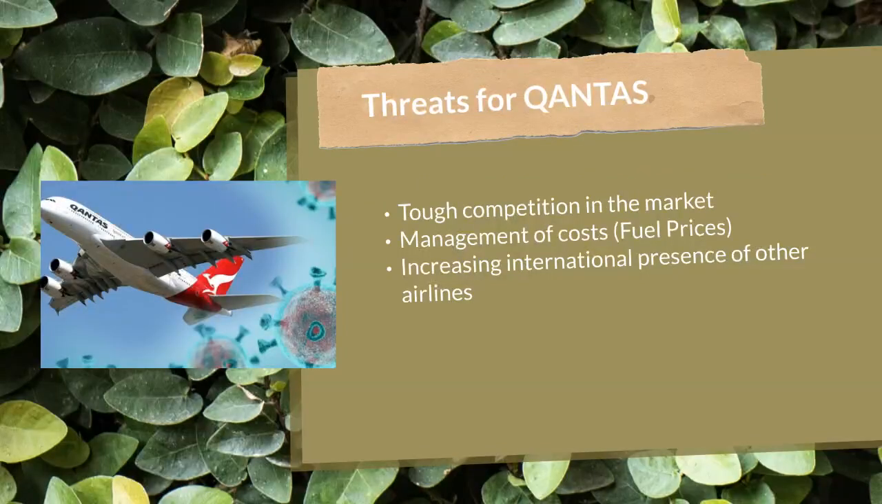The fourth and the last part of the SWOT analysis for Qantas is the threats. So the first threat that we have is the tough competition in the market. So Qantas has been facing a lot of tough competition with its main competitors, which are Qatar Airways, Singapore Airlines, and Emirates. The second threat would be the management of costs, mainly the fuel prices.